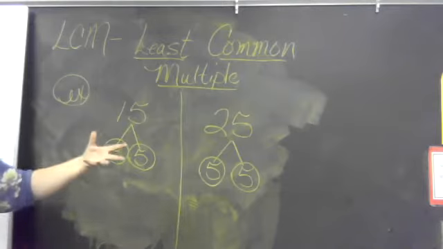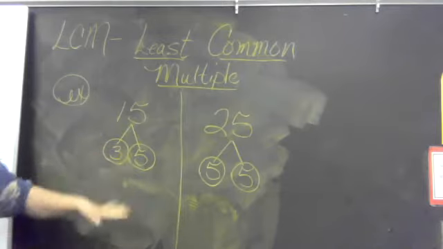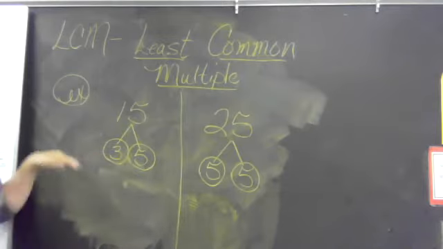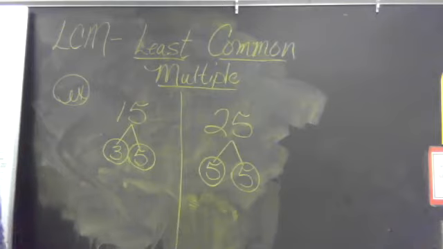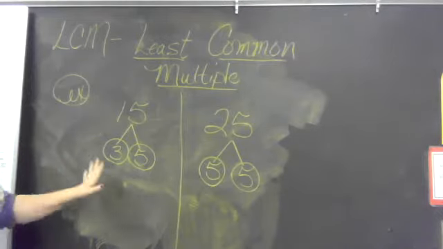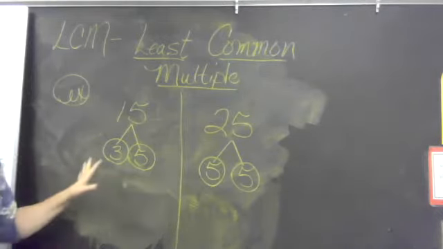If they weren't, you would keep going, keep going, keep going until you get primes all at the bottom. Okay, and you can tell quickly if you remember to circle your primes. Now, to find the least common multiple, what we're going to do is use every number that shows up, every different number.